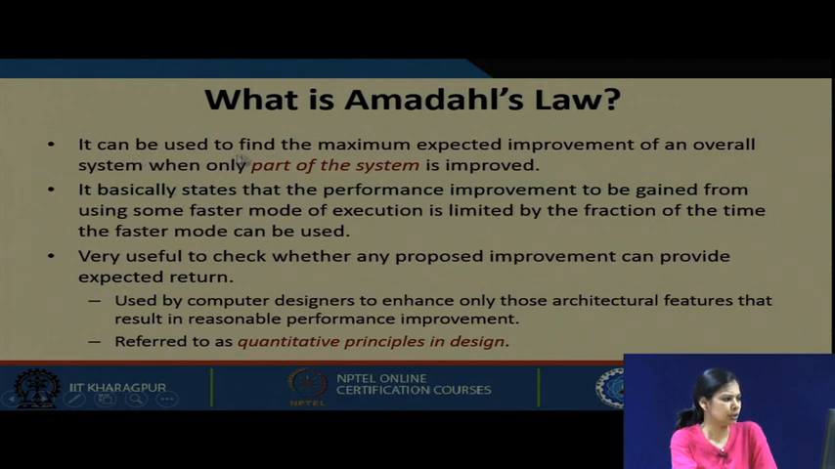It is basically used to find the maximum expected improvement of an overall system when only part of the system is improved. What do we mean by this? Suppose we have a full overall system, but maybe only 40% of that whole we can make an improvement. We want to see that by improving 40% of the part, how we can get an overall improvement. I will just give you a small example.